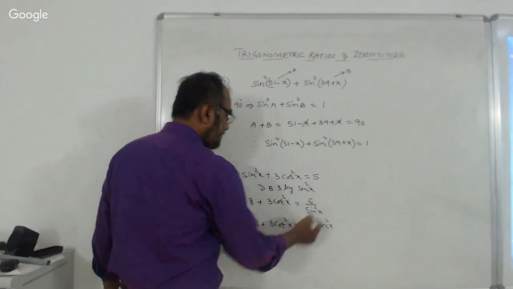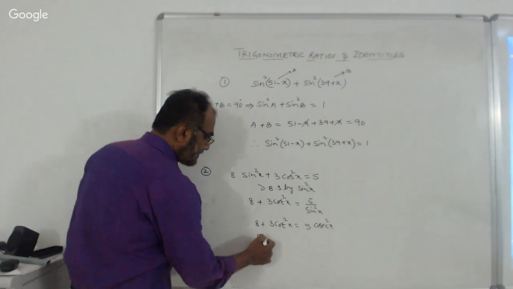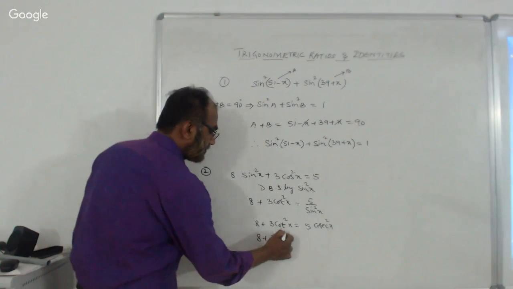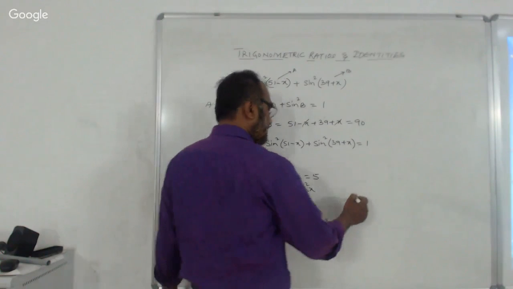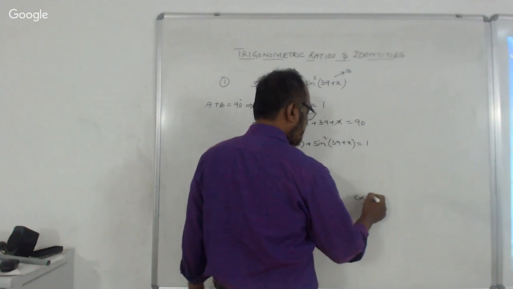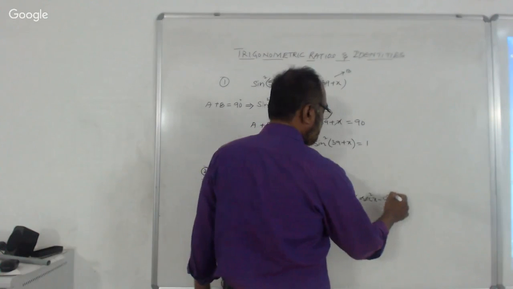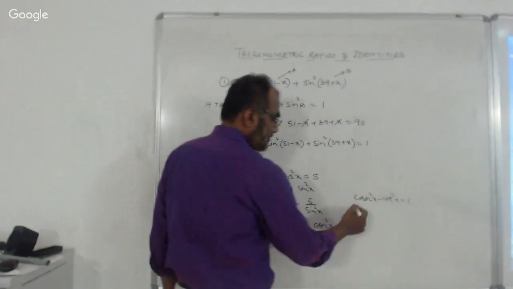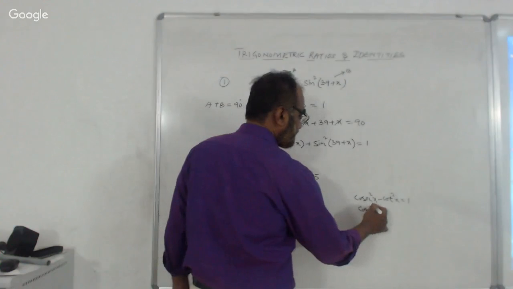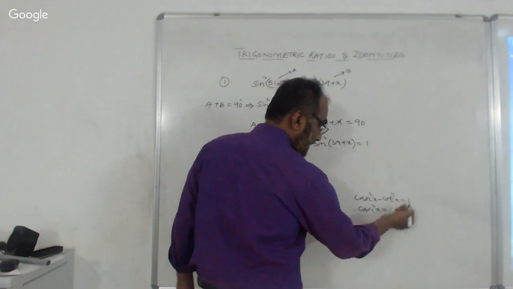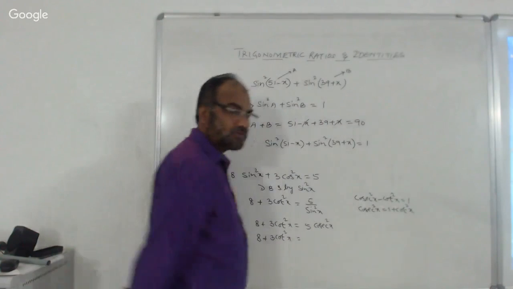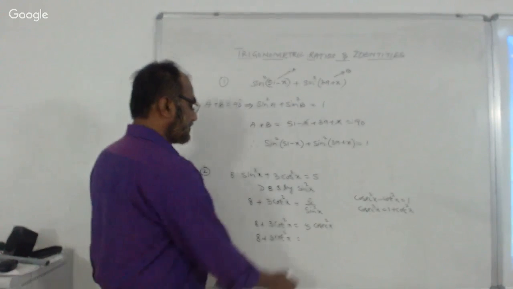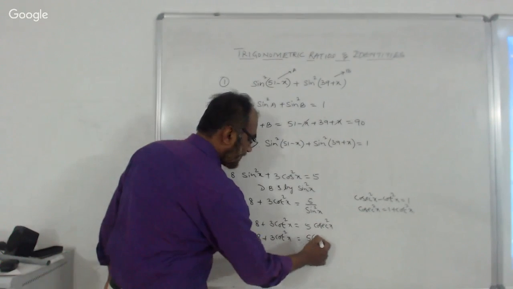Now cosecant square x can be written using an identity. What is that? Cosecant square x minus cot square x is 1. So cosecant square x can be written as 1 plus cot square x.